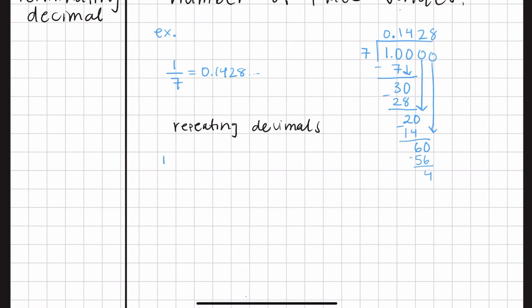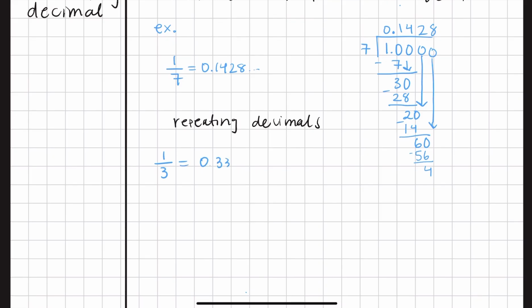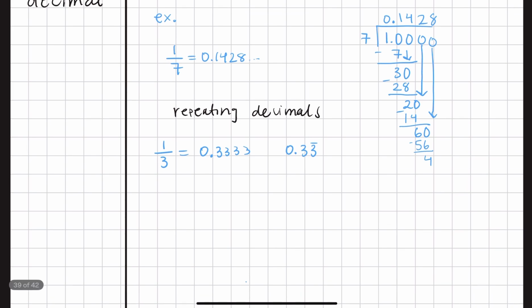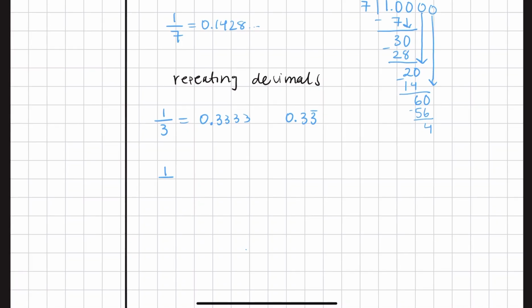For example, one popular one is 1/3, which turns into 0.3333, and I can write this all day, right? But because we don't have all day, we would write that as 0.33 with a dash over the 3. So that's a repeating decimal. Another super cool trick about our ninths is that they're all repeating decimals. So 1/9 turns into 0.1111 repeating. So I would write that as 0.11 with a dash over the 1.